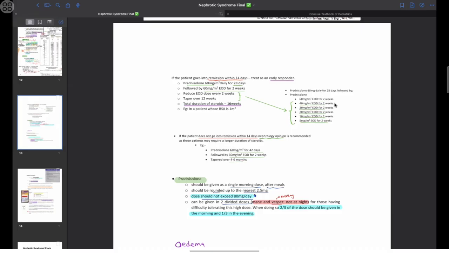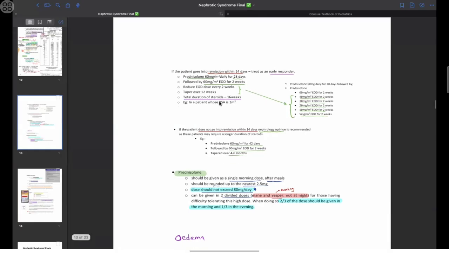So you give 60 for 2 weeks, 40 for 2 weeks, 30 for 2 weeks, 20, like that. You taper it over 12 weeks, and once you taper it, you stop after that, depending on whether the patient develops a relapse or whatever. So the total duration we are giving it is 16 weeks, because we initially give it for 4 weeks and then taper it over 12 weeks. That is the way we give prednisolone.